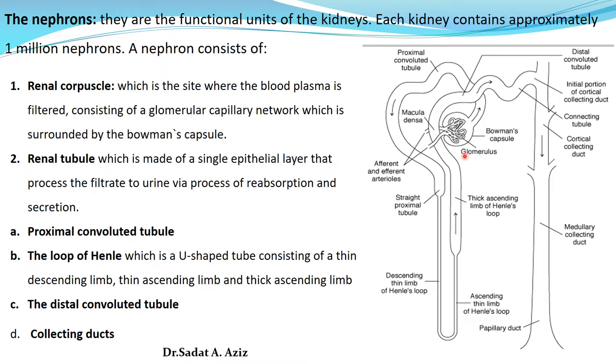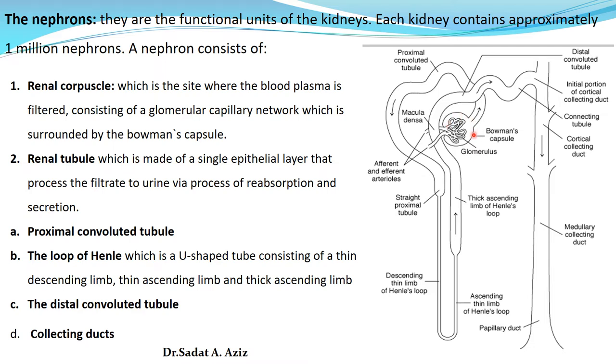So each nephron is made of different parts. The first one is called the renal corpuscle.